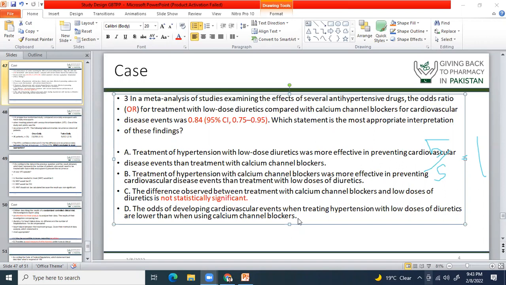So tell me, what is the answer? Okay, Gul said A and Sumaya said C, not statistically significant. How, Sumaya, is it C? Is it not statistically significant? How? There is a value of 1.